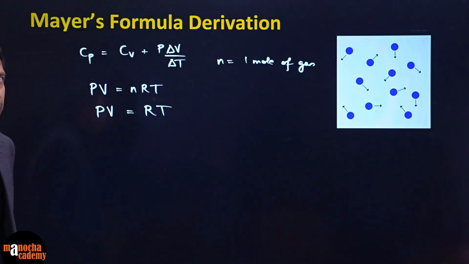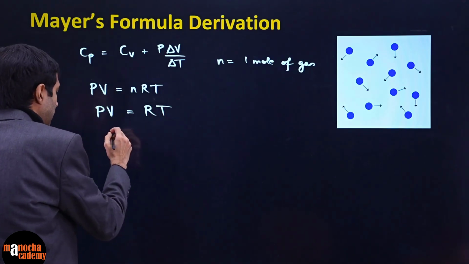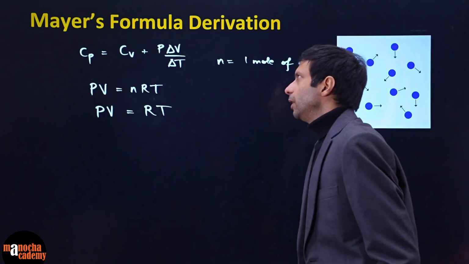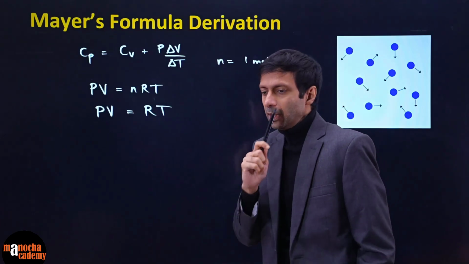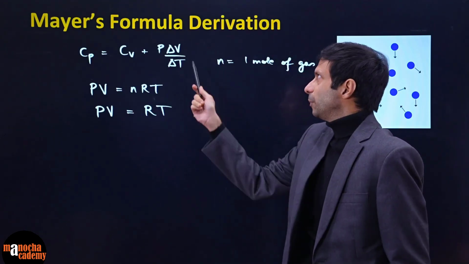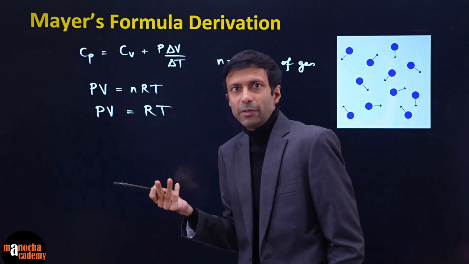PV equal to RT. Yes. Now we'll see that here we have a delta V, delta T. Here we have PV equal to RT. So now we'll use the math trick, right? That means you can write this as dV by dt or delta V by delta T. Basically, you're doing a differentiation.